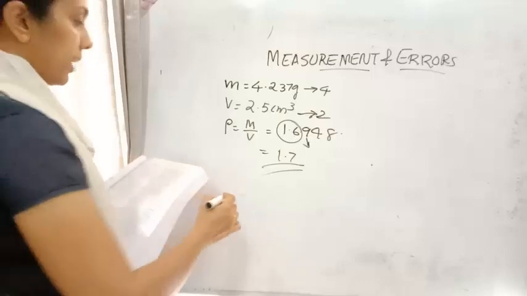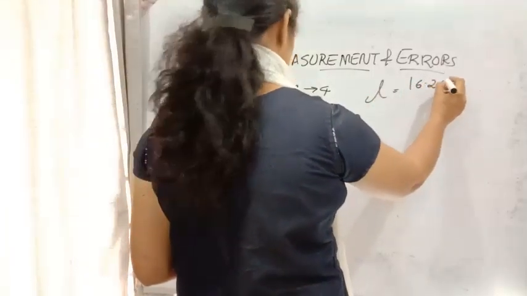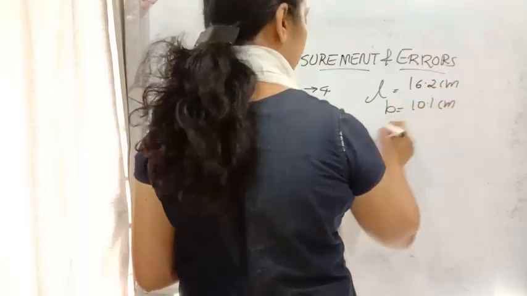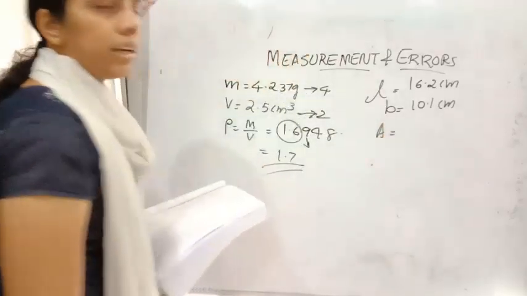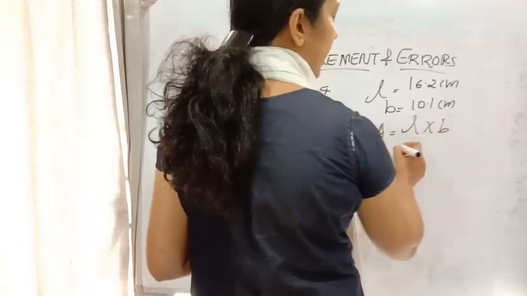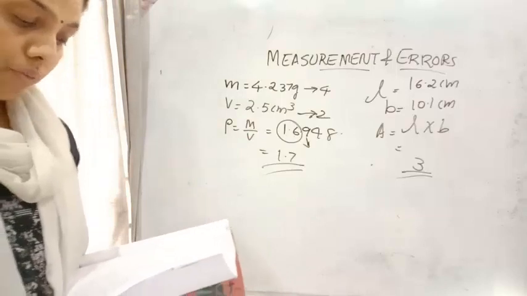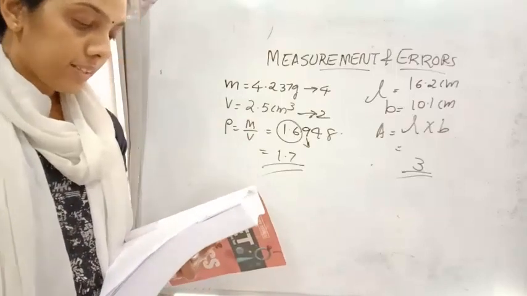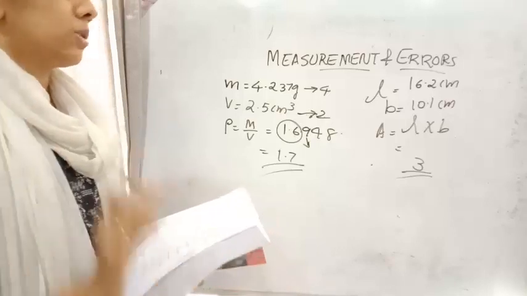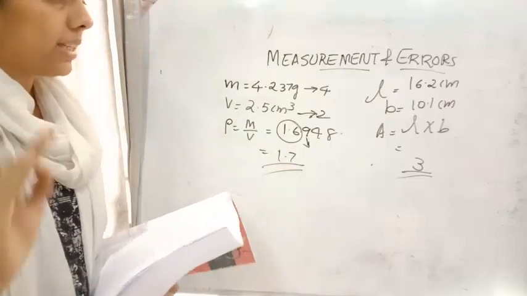So here, length is given as L equals 16.2 centimeter and breadth is 10.1 centimeter. Area we need to find out. Area, how can we find out? Length into breadth. So here also, when you are calculating length into breadth, in the final answer you should maintain 3 significant figures. And one more thing, appropriate error limits are also asked. So area we will be maintaining with the 3 significant figures.